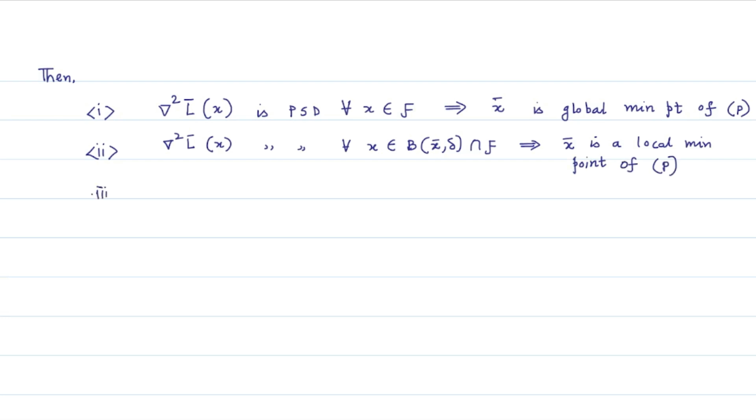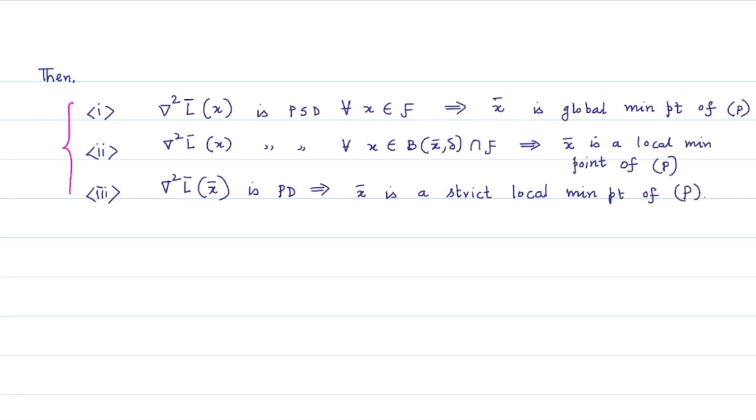And the third point is that if the Hessian of the restricted Lagrangian only at the point x bar is positive definite, then the point x bar must be a strict local minimum of the restricted Lagrangian function and hence of the objective function of the constrained problem. So this will imply that x bar is a strict local min of the problem. All these three conditions, we note, are sufficient second order optimality conditions.